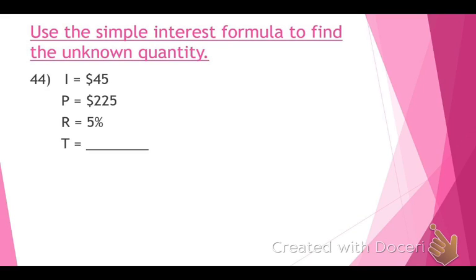Connor, help me with number 44. What's the formula? I equals PRT. Okay, do we know our I? Yes. What is it? $45. Do we know our P? Yes. What is it? $225. Do we know the R? Yes, it's 0.05. That's when you change the decimal. Okay, good job changing it to a decimal.